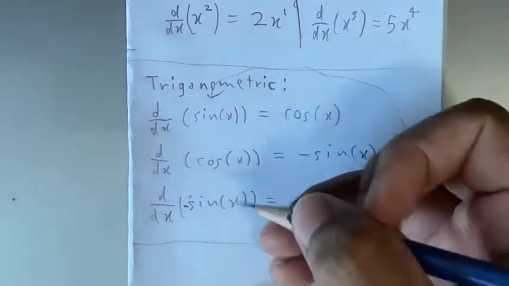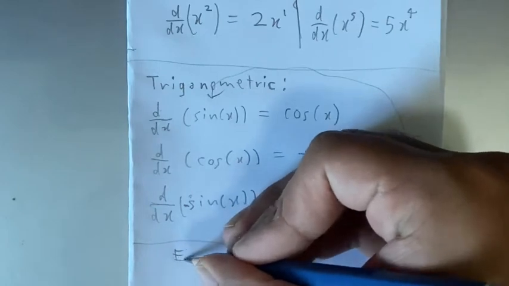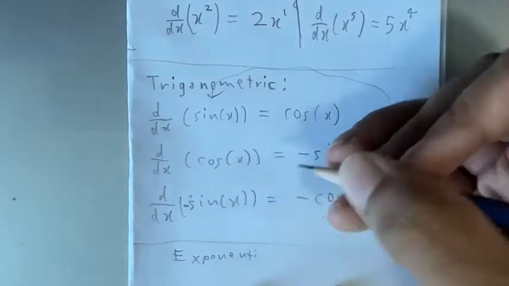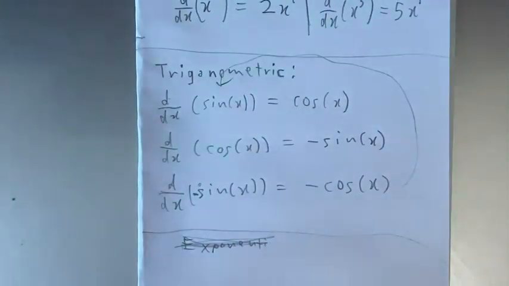Then if we go to exponential, that's exponential. Oh great, no, I didn't even finish your trigonometric for you. What a jerk I am.